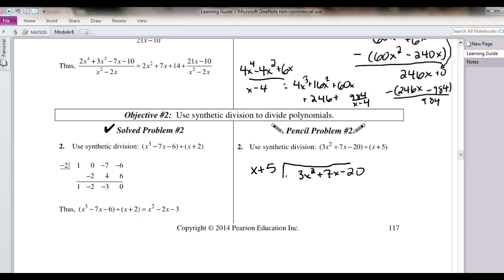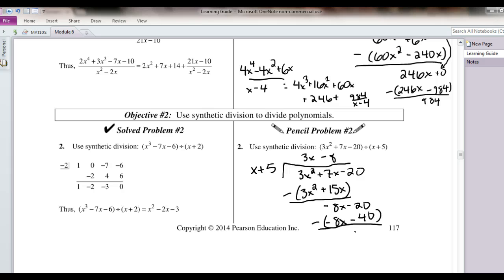So x plus 5, how many times does x go into 3x squared? 3x. 3x times x will give me 3x squared plus 15x. And I subtract. So I get 7x minus 15x gives me minus 8x minus 20. And then how many times does x go into minus 8x? Minus 8 times. So minus 8 times x is minus 8x. Minus 8 times 5 is minus 40. And then when we subtract, that minus 40 will turn into a plus 40.